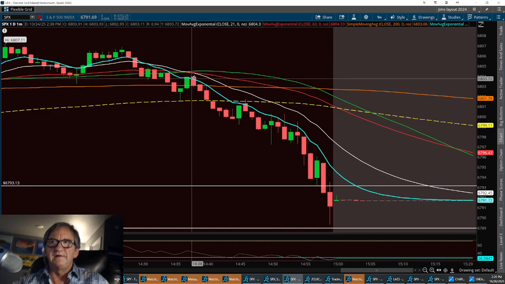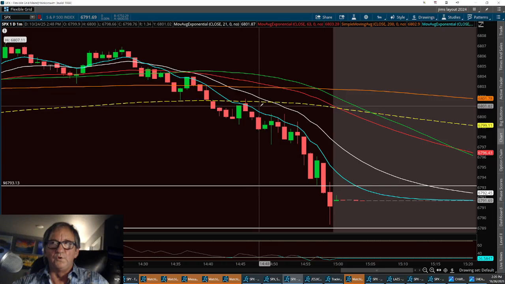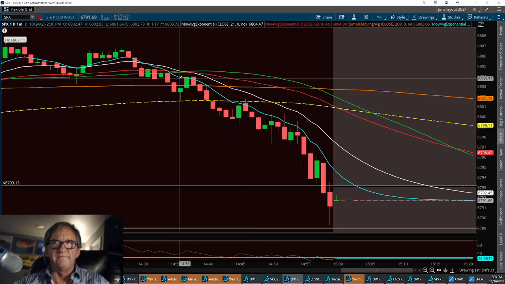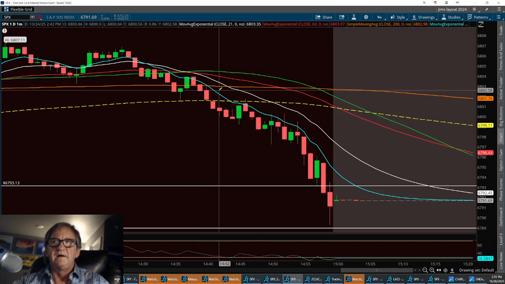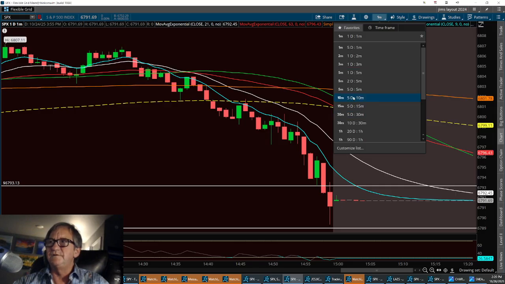Now, if we'd have bounced above the 9 and stayed above the 9, I would have felt more bullish. I'm using the moving average as a resistance level. And if we would have bounced above and had 5 or 6 candles above the 9, I would have become bullish. And this is in the 1 minute time frame. So we went to the 15 minute. Now I'm going to look at the 10 minute.